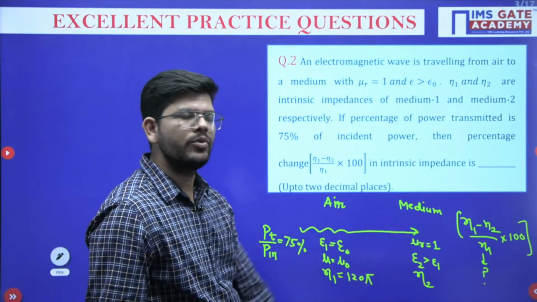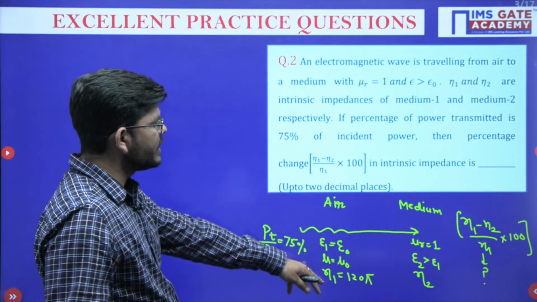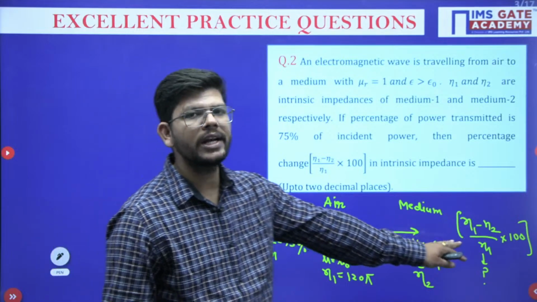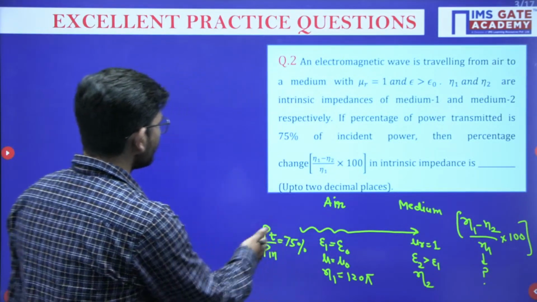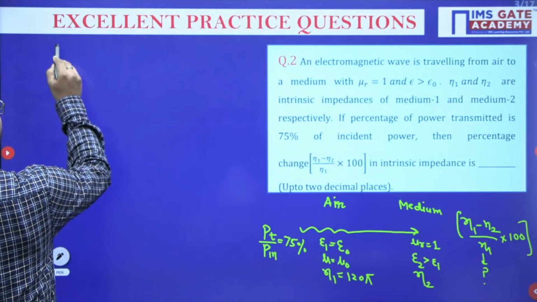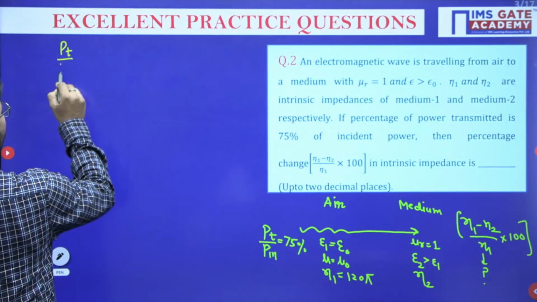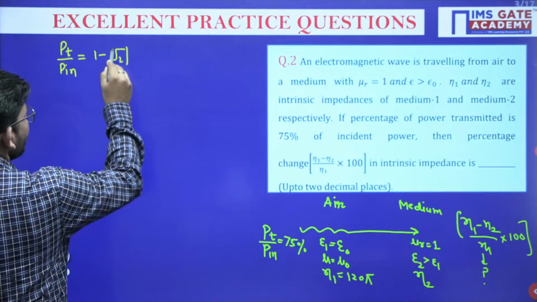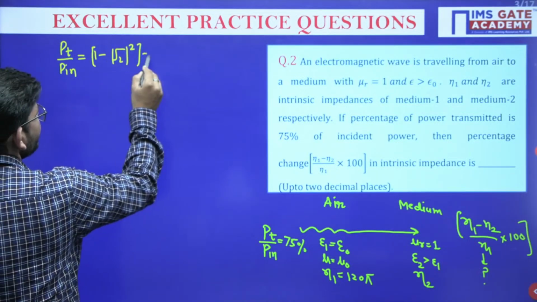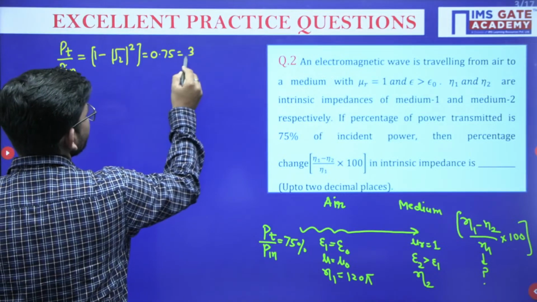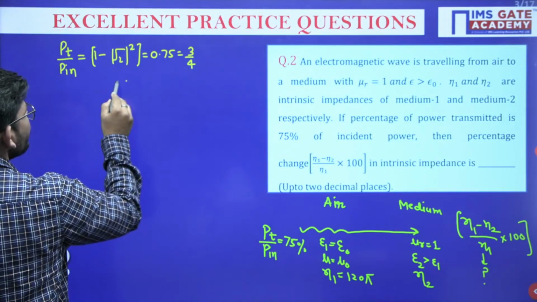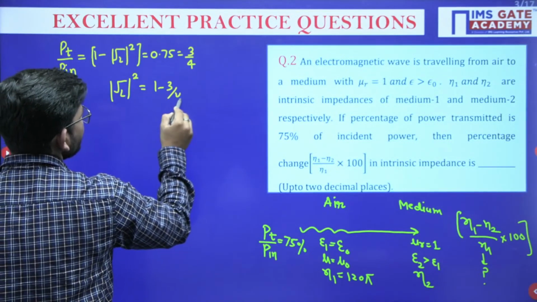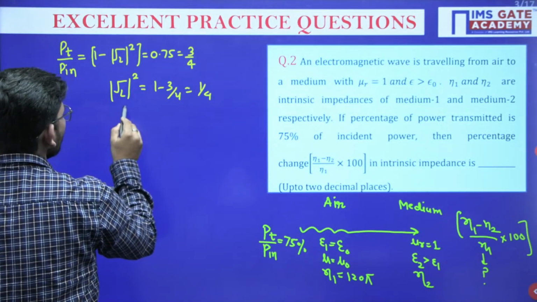So this much data is given to us. We know the value of intrinsic impedance neta 1, and neta 2 is the intrinsic impedance of the second medium, and this is what we have to calculate. So from the given data, P transmitted over P incident, we know that this is equal to 1 minus gamma L square, and that has been given to us as 0.75, or 3/4. So from here, what will be the value of gamma L? Gamma L square will be 1 minus 3/4, or 1/4. So the value of gamma L will be plus or minus 1/2.